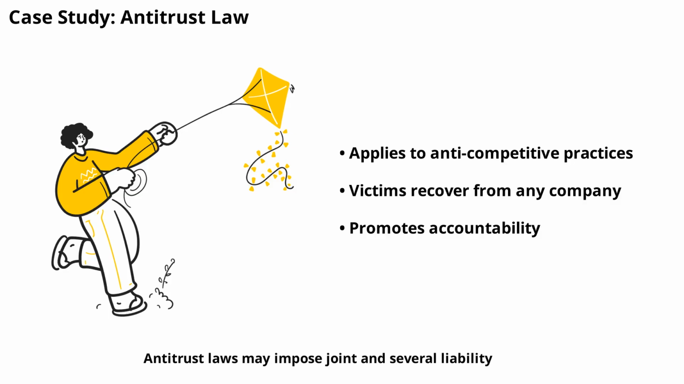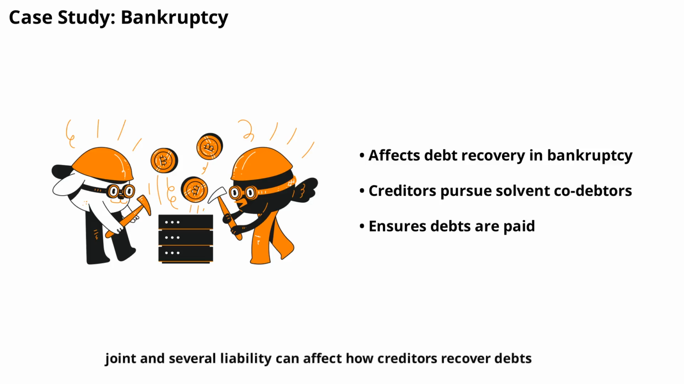Antitrust laws may impose joint and several liability on companies involved in price fixing or other anti-competitive practices. This allows victims, such as consumers or competitors, to recover damages from any one company, promoting accountability and deterring illegal conduct. In bankruptcy cases, joint and several liability can affect how creditors recover debts.